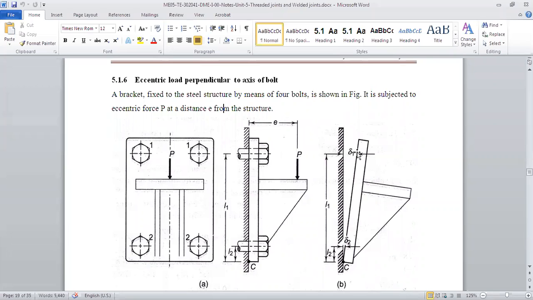So the change in the length is proportional to its distance from C, because the wall is rigid and the bracket is rigid. Are you getting my point? So it is very straightforward that delta 1 is proportional to L1, delta 2 is proportional to L2. So if we have another bolt, delta 3 will be proportional to L3. Now how will we solve this?